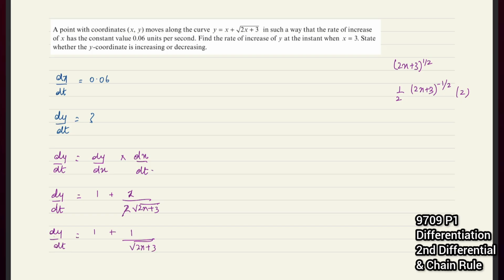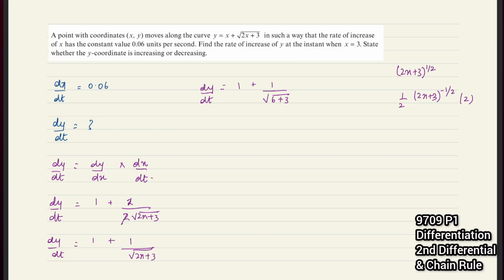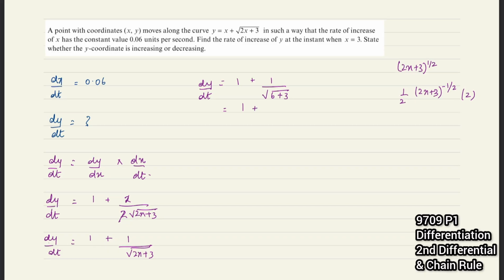Now, we see that x is given. So we plug x into this expression. dy by dt is equal to 1 plus 1 upon under root 2 times 3, which is 6, plus 3, which is under root 9, so 1 plus 1 upon 3. After taking LCM, this becomes 4 upon 3, which is greater than 0. Therefore, y is increasing. The y coordinate is increasing.